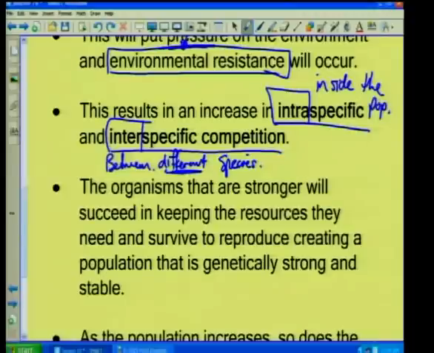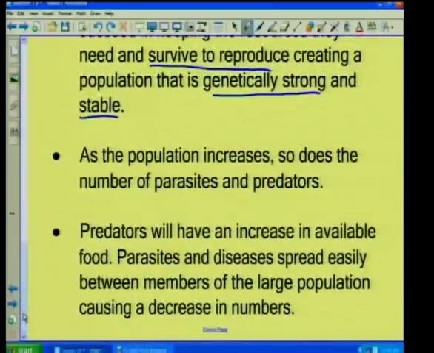Okay, different species. Now, the organisms that are stronger clearly are going to succeed in keeping the resources they need. Okay, and that means they can survive to reproduce. And that means that they will be genetically strong and stable. So it all revolves around survival of the fittest. If the population increases, so the number of parasites and predators are going to increase.